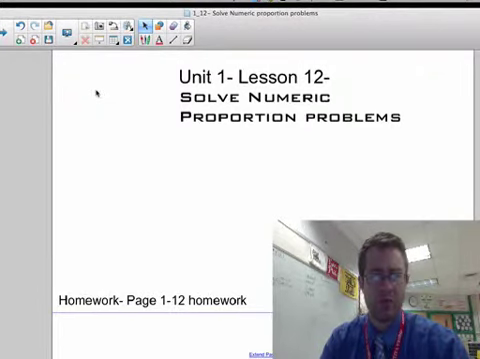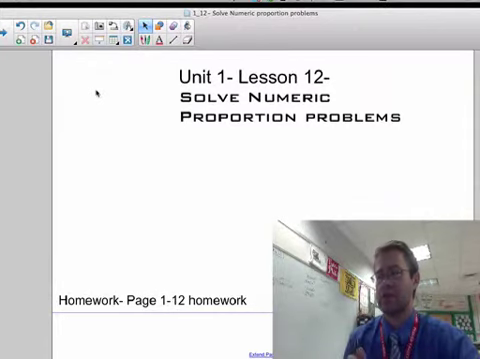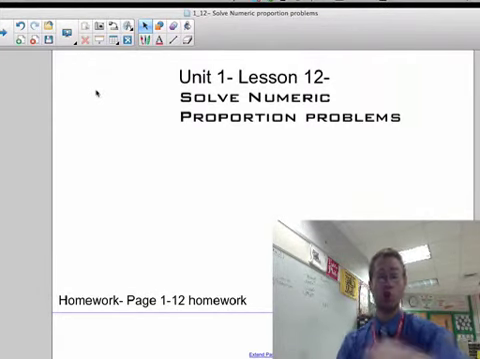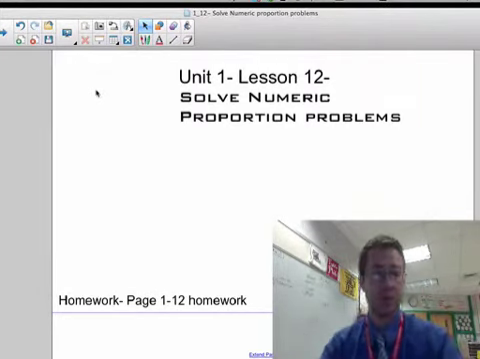Alright, ladies and gentlemen, welcome to Unit 1, Lesson 12 in our math series, Math Expressions. It is solving numeric proportion problems. So we're going to be taking a look at what a proportion is, just in the nuts and bolts of it. The two equivalent ratios beside each other and being able to solve that. So that's what we're going to be working on today.